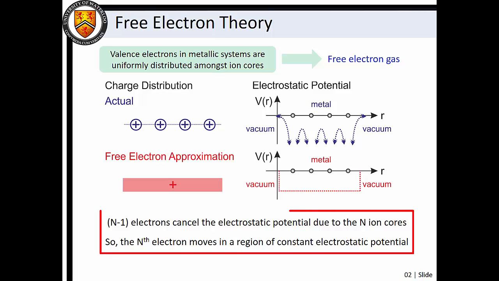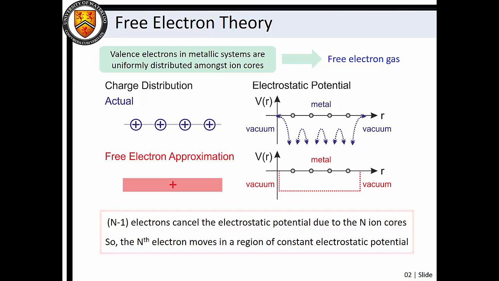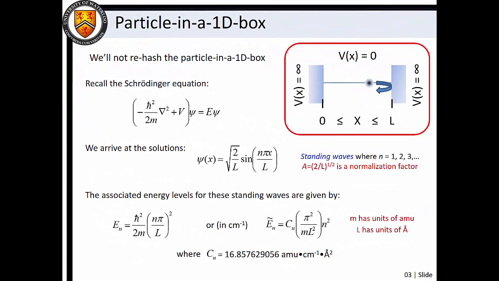From the perspective of the nth electron, the n-1 other valence electrons effectively shield the n ion cores. Thus, the nth electron occupies a region of constant electrostatic potential within the metal nanoparticle. This construct allows us to treat the nth electron as a particle in a box.